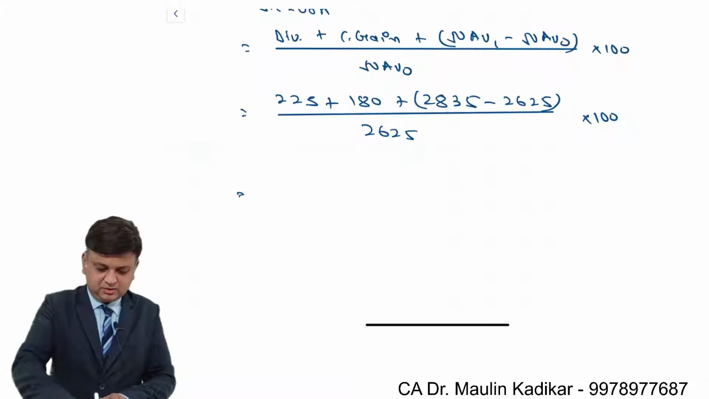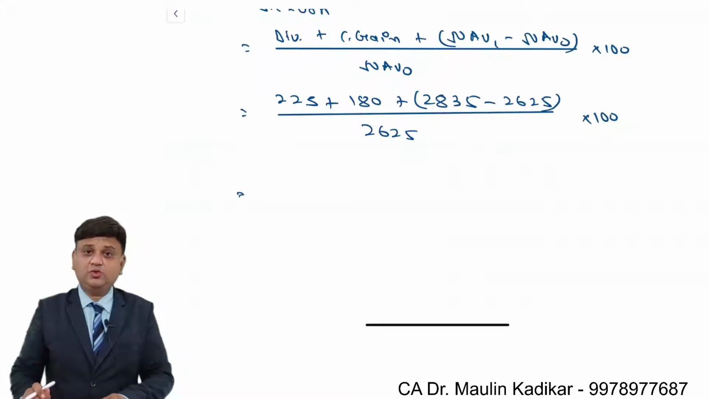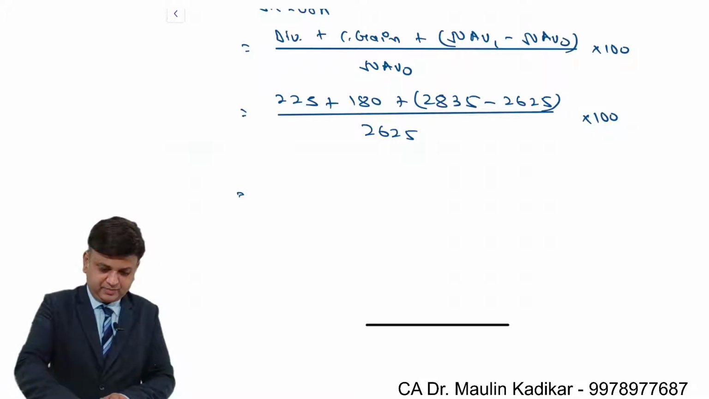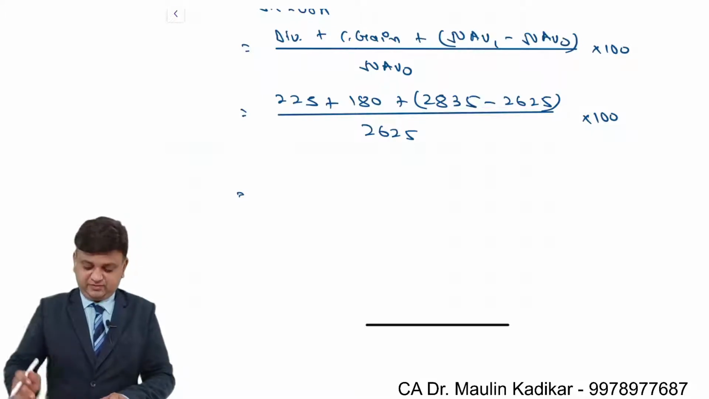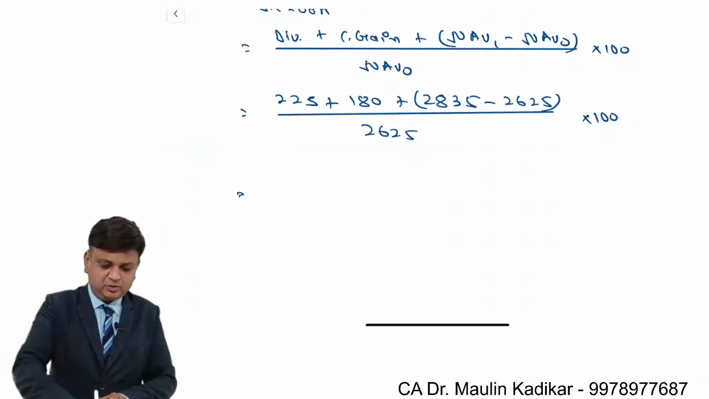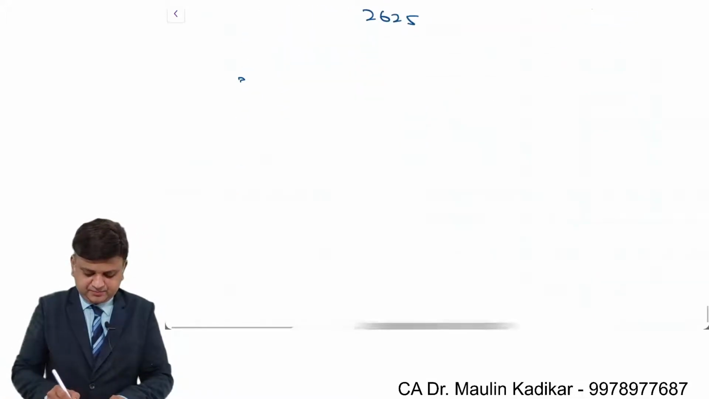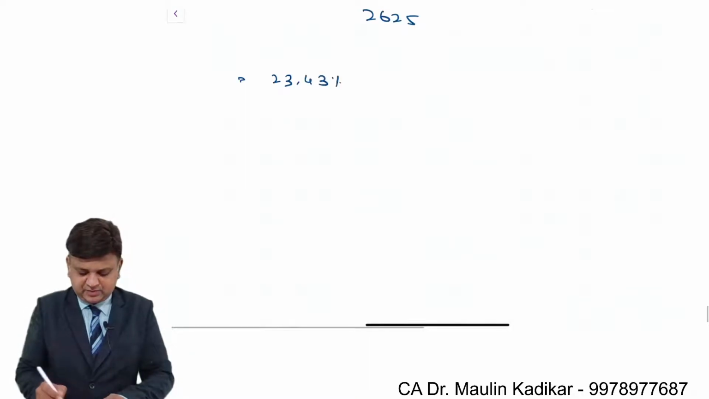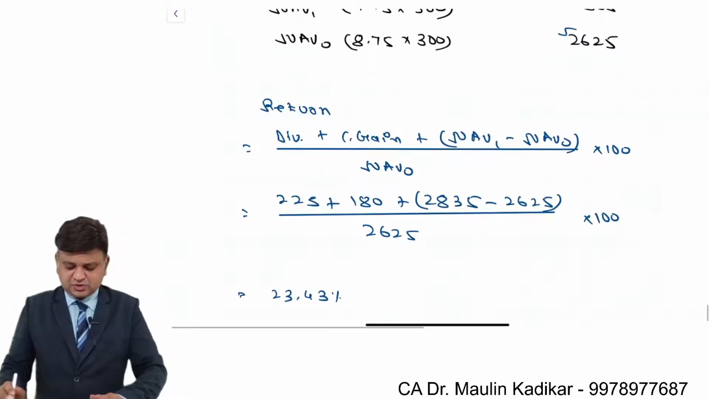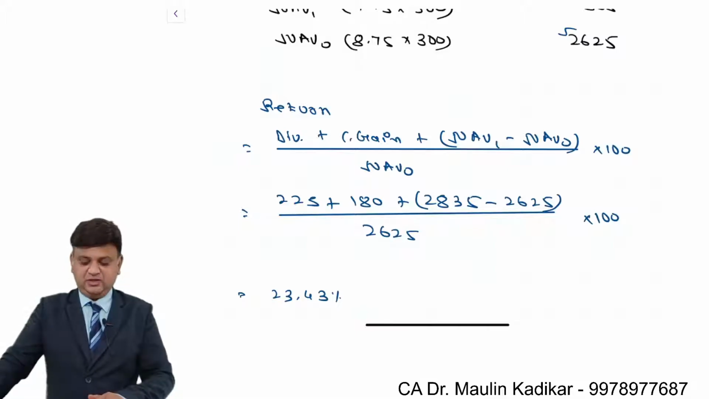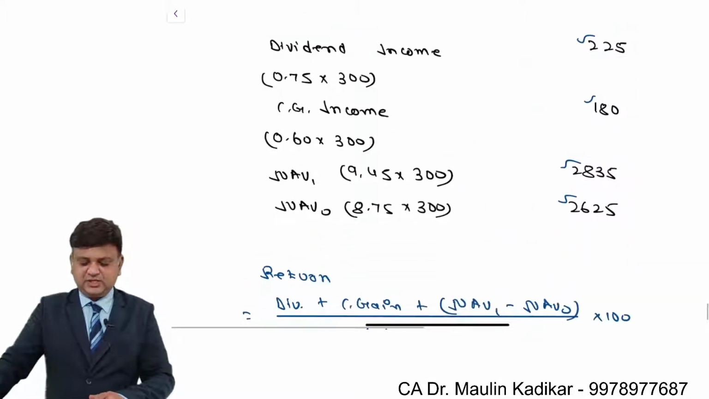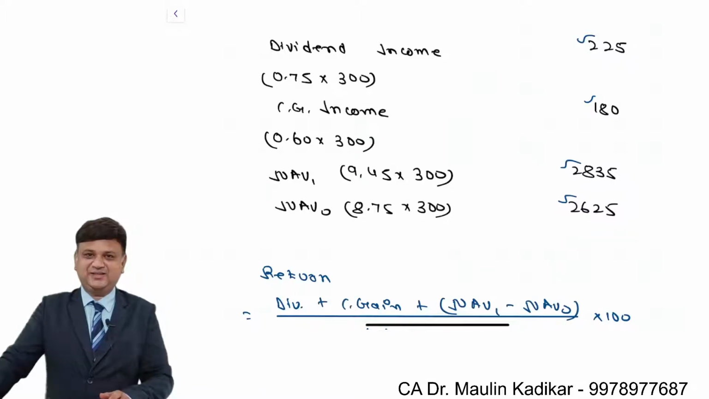So what will happen? 2835 minus 2625, that is 210, plus 225 plus 180, that is 615, upon 2625 into 100. Of course, you are going to get the same answer, that is 23.43%. This is also the way you can compute the answer, but over here the number of units does not have any effect on the answer.